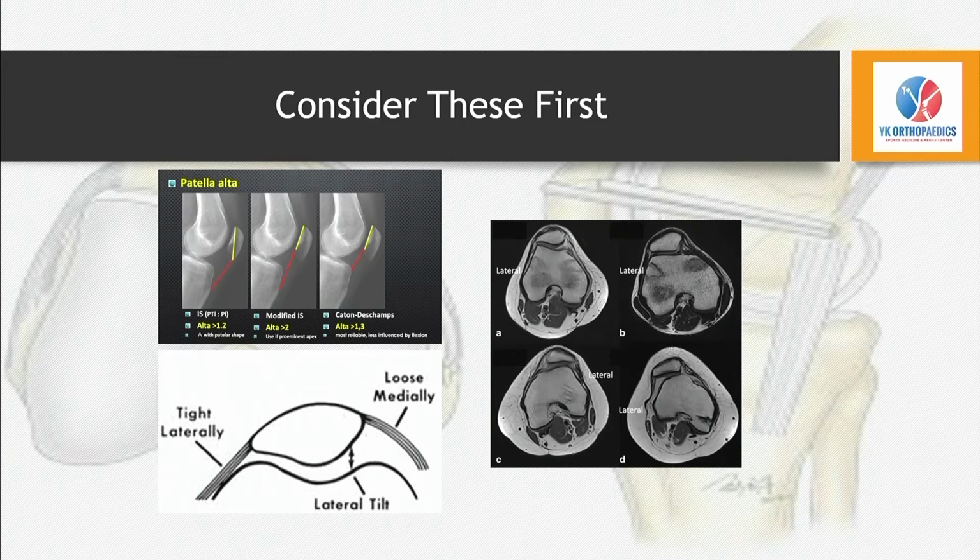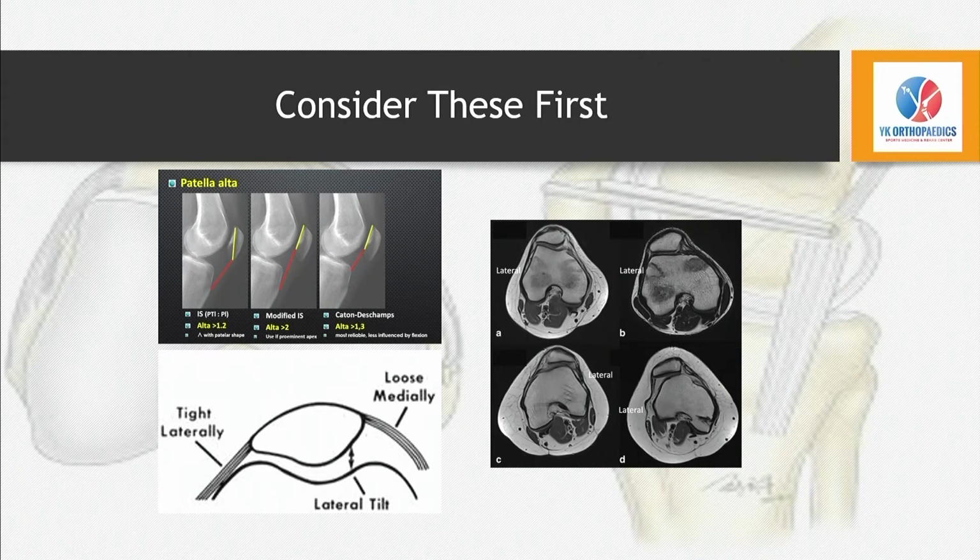But before you go into that, we also need to consider: are we doing an isolated MPFL reconstruction, or do we need to do any concomitant procedure along with that? So if you are doing an isolated one, and this is the first step, by the way, guys, you need to make sure that the patient doesn't have any sort of patella alta. So use the scores, do your history and examination properly, get your MRIs and X-rays, and measure that there is no patella alta.